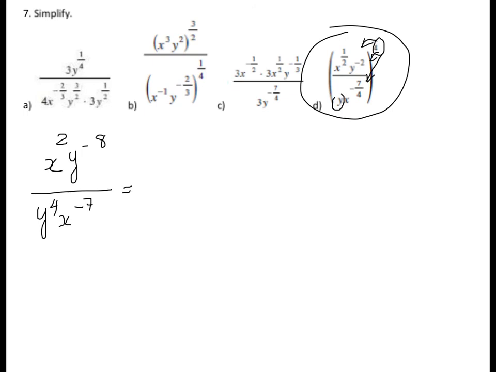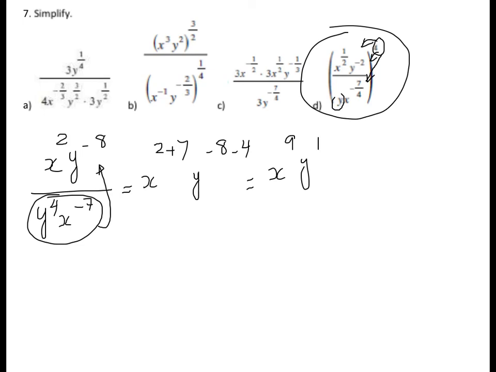Now I'm going to bring these two bases up, and I'm going to change the sign of the exponent, so it becomes x exponent 2 plus 7, because negative 7 becomes positive 7. Y exponent negative 8, and 4 becomes negative 4. So the answer is x exponent 9, y exponent negative 12.